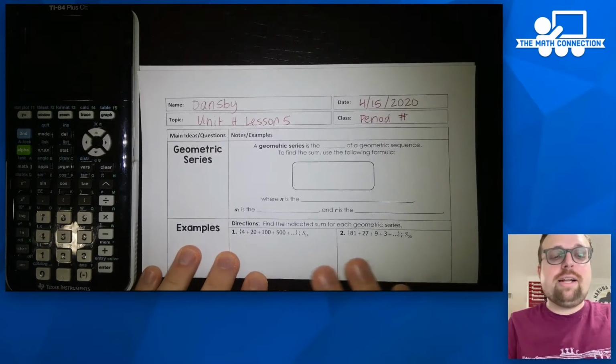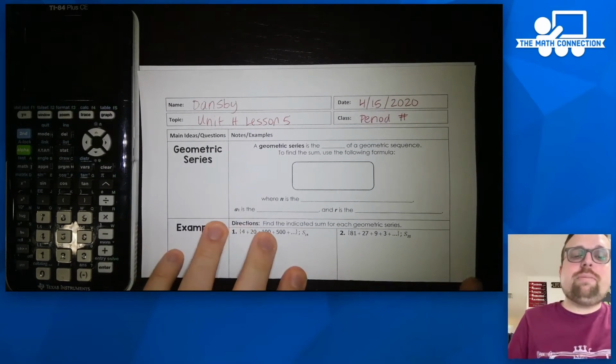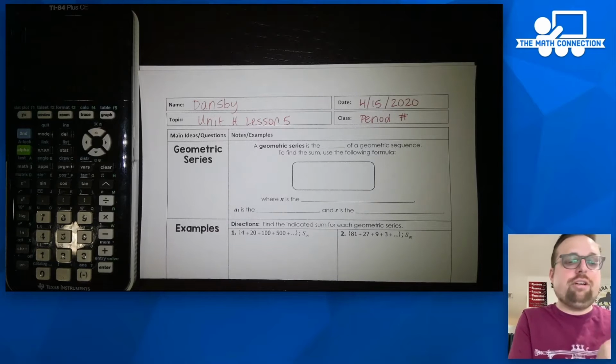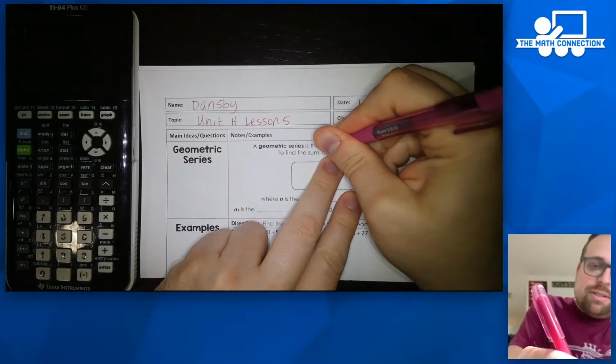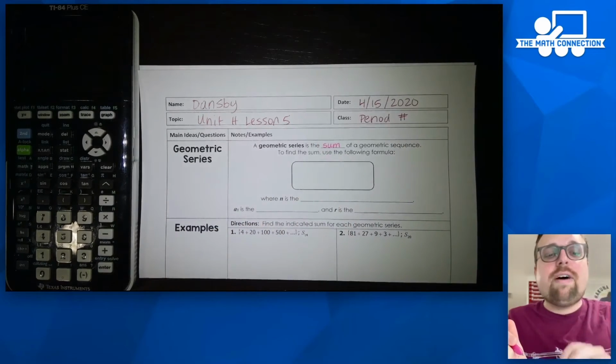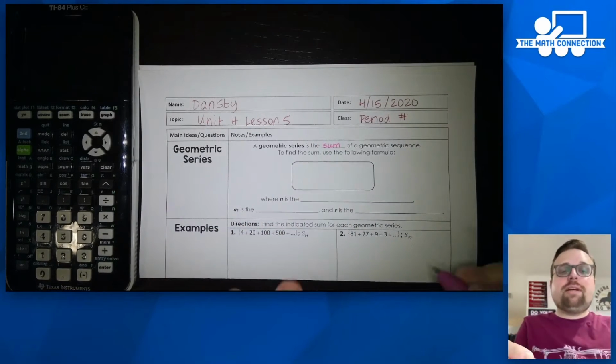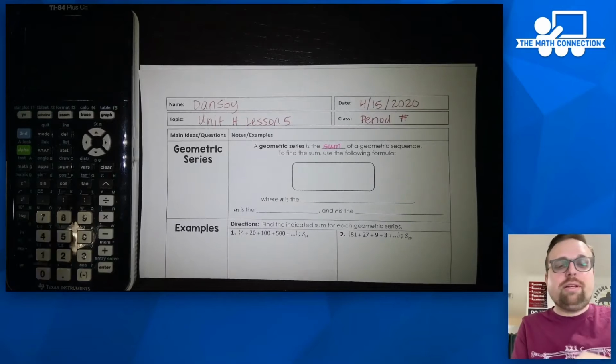Let's just dive right in and talk about what the definition of a geometric series is. A geometric series is the sum of a geometric sequence. And to find the sum, you're going to use a very particular formula. We're going to go over what the formula is right now.